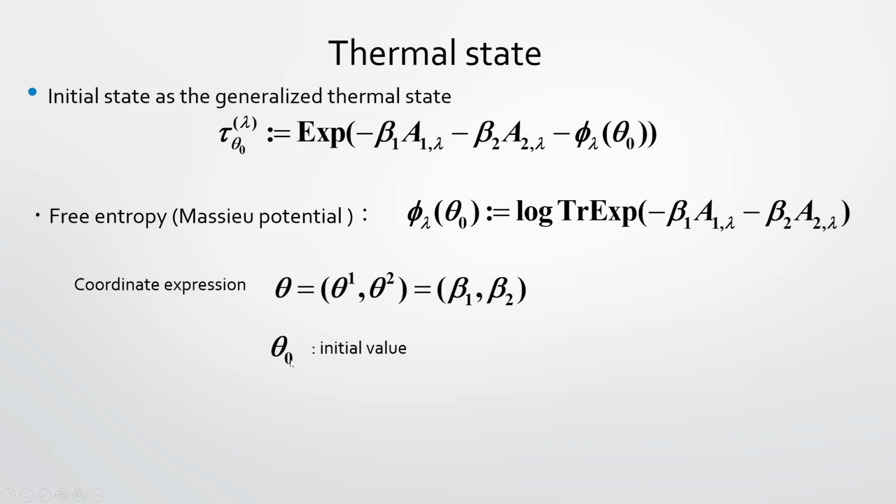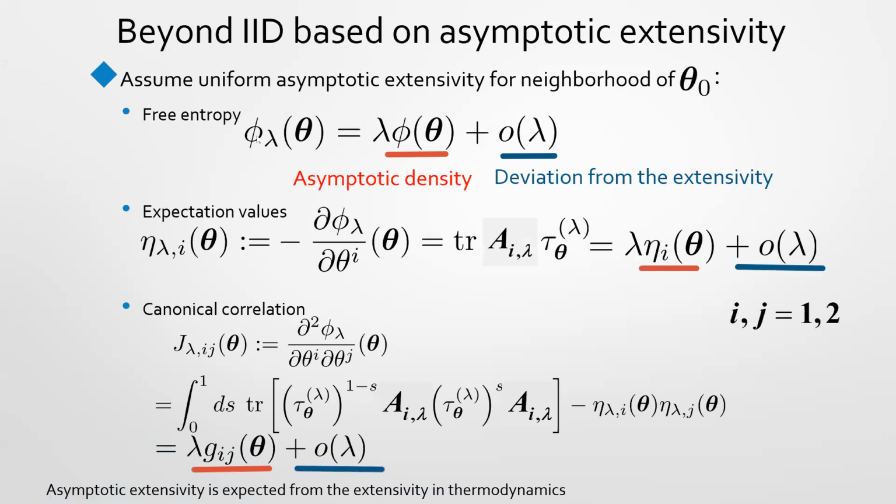And if we have an index 0, this one is considered the initial value of that parameter. So we assume that the initial state is a thermal state. And we have asymptotic extensivity. Asymptotic extensivity is the following. So we have some lambda, and lambda becomes very large. In that case, we have this kind of approximation. And also, we have this one, expectation value.